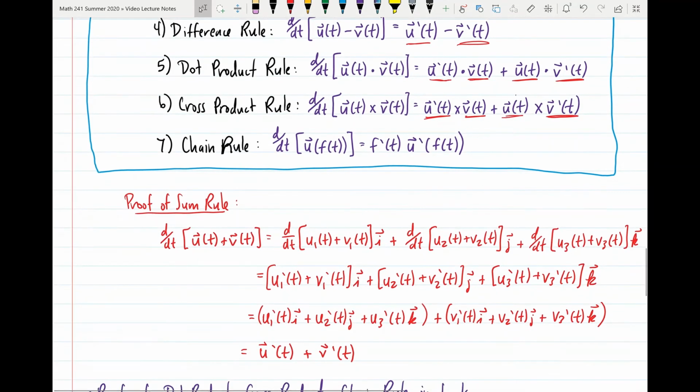And then finally, the chain rule is also going to look very similar to the chain rule that we saw in Calc 1. So if I can write a vector valued function as u of f of t, where f of t is not a vector valued function, it's a scalar function, then the derivative of u of f of t will equal the derivative of that inner scalar function, so f prime of t, multiplied by the derivative of our vector function u evaluated at f of t. So again, that should look very similar to the chain rule from Calc 1.